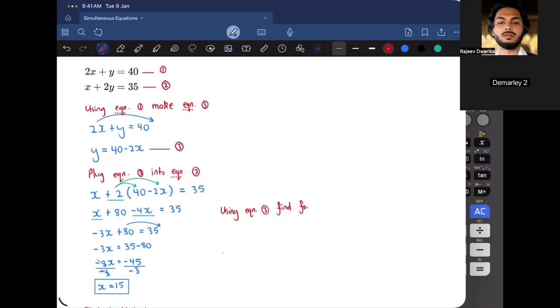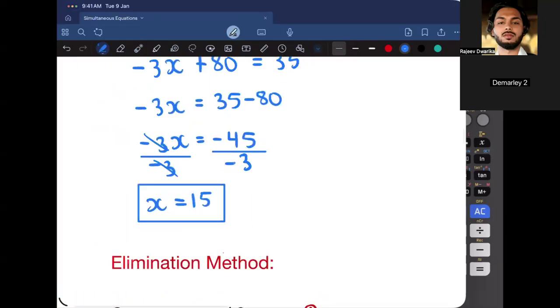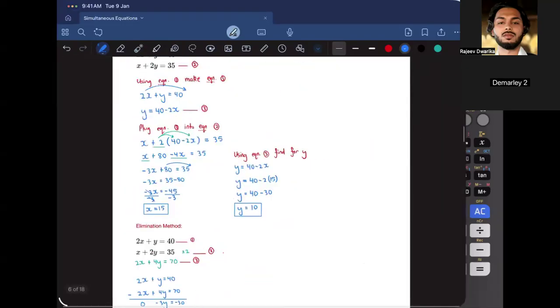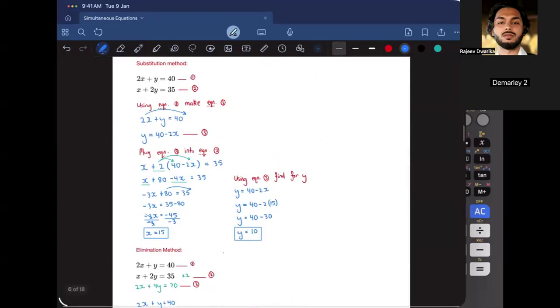You wouldn't have to do any work because it's already telling you what y is. So remember, y is equal to 40 minus 2x. So y would be equal to 40 minus 2 by, what was x again? Yeah, 15. So that'll be 40. 2 by 15 is minus 30. So y is equal to 10. Okay. And notice I'm getting the same answer no matter what I do. If you do it correctly, you'll get the same answer no matter what you do.